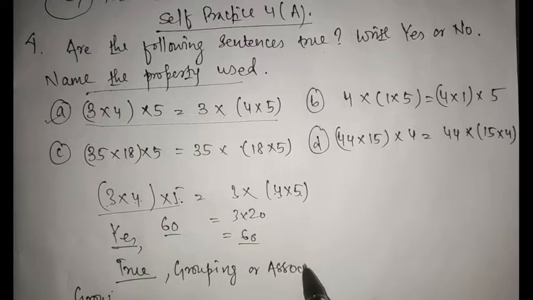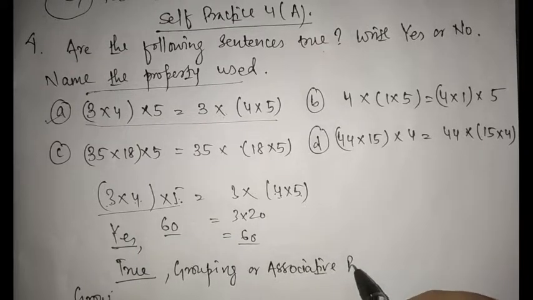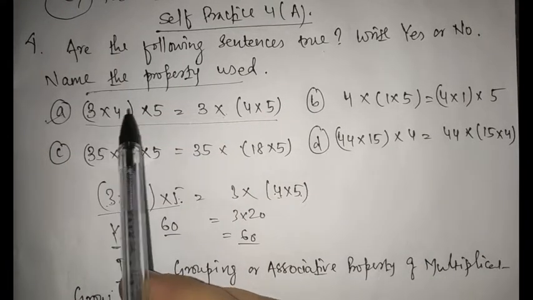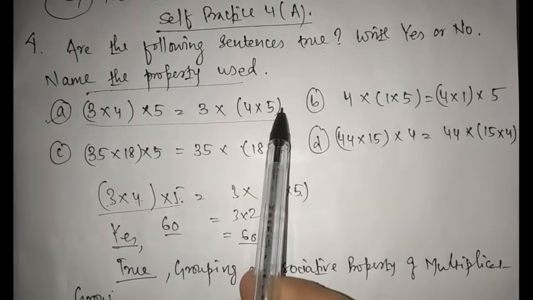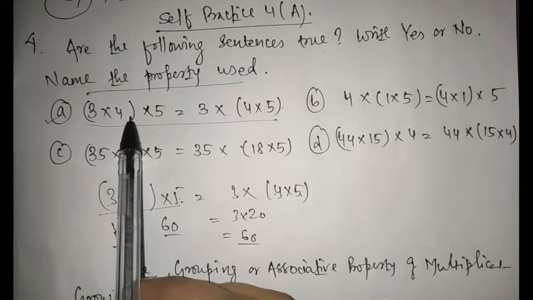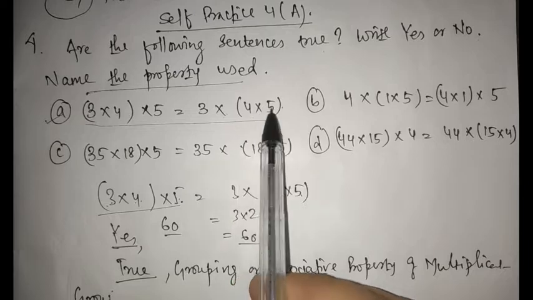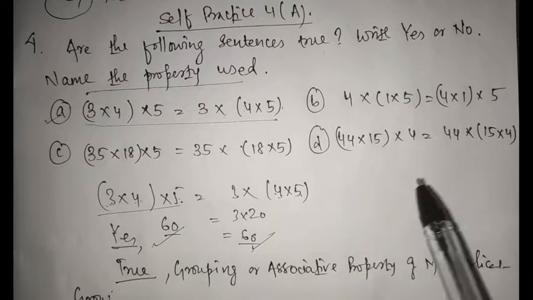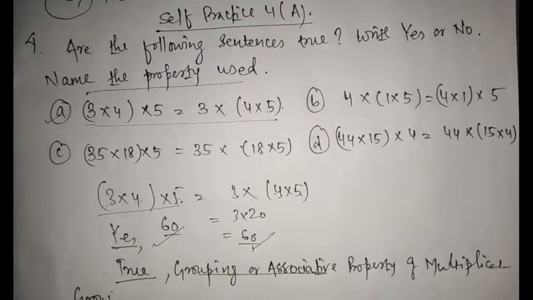In the introduction part I discussed the properties of multiplication. In the grouping or associative property, the numbers get grouped and more than 2 numbers are multiplied. Just see, 3 numbers are there, and 3 numbers are there. When they are grouped in this bracket, 3 and 4 are grouped, and in the other, 4 and 5 are grouped, but the result is 60 and 60 in both cases. So this is true, and the name of the property is grouping or associative property of multiplication. All right, I hope you don't have any problem.